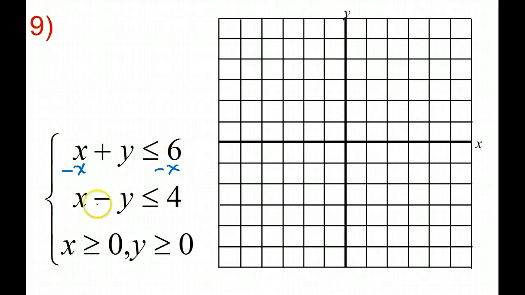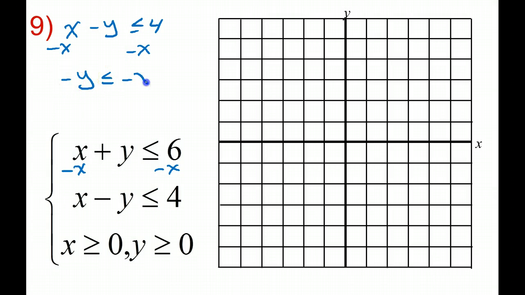Looking at the second equation, we have x minus y is less than or equal to 4. You need to subtract x from both sides. Be still. That's going to give us negative y is less than or equal to negative x plus 4. Then you need to divide everything by negative 1. That's going to give us y is greater than or equal to x minus 4.